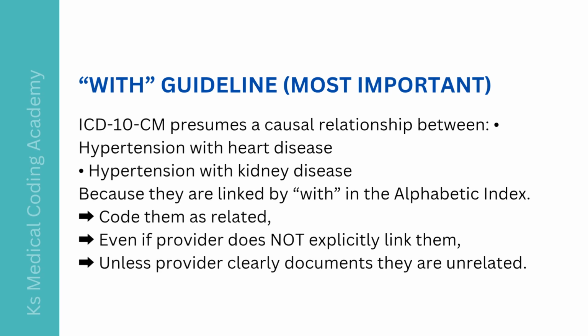The with guideline, most important. ICD-10-CM presumes a causal relationship between hypertension with heart disease, and hypertension with kidney disease. Because these conditions are linked by the word with in the alphabetic index, they are coded as related, even if the provider does not explicitly state the relationship. The only exception is when the provider clearly documents that they are unrelated. This rule is extremely important for exams.